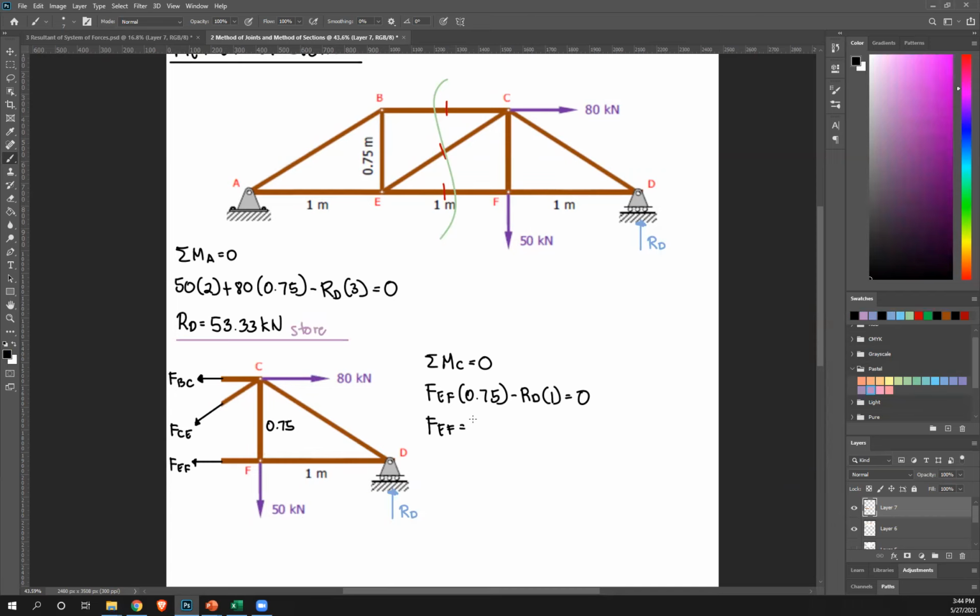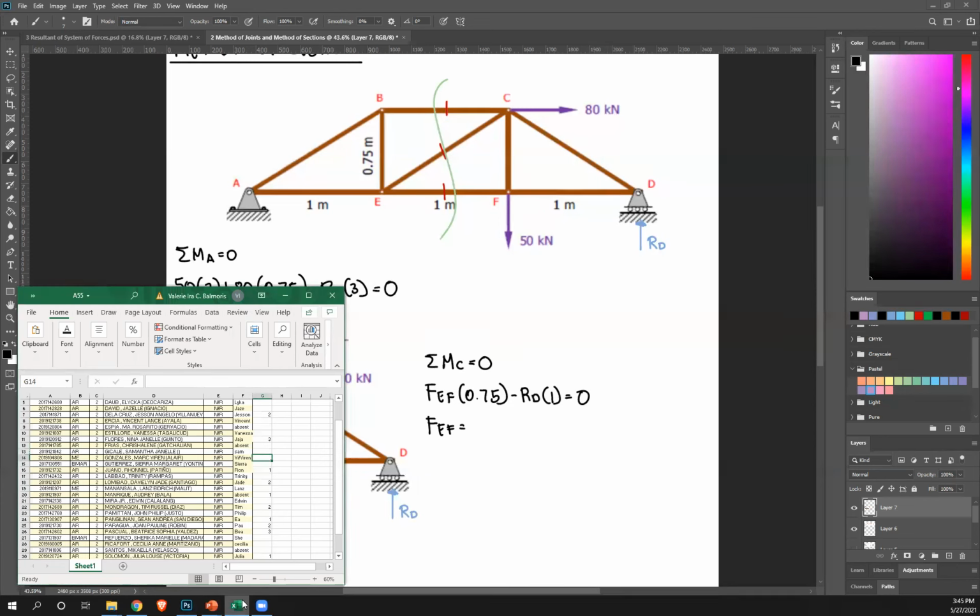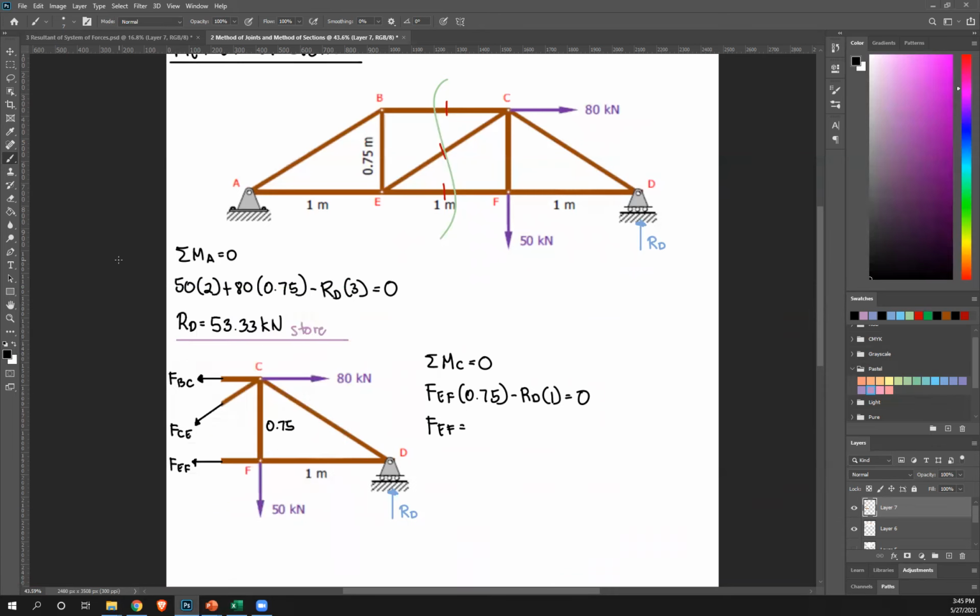Correct, it's 71.11. Edwin and Sierra, Mira and Gutierrez. It's positive 71.11. Positive, therefore correct assumption. It's away from the member, therefore that's in tension.